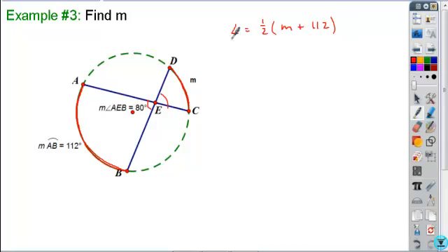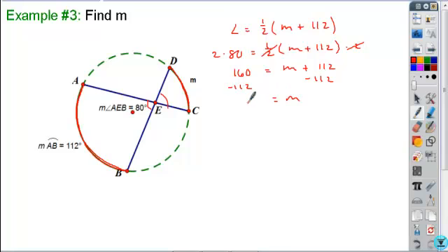And so we can substitute what we know. Our angle is 80 degrees. And so now we have just the one unknown. If we multiply both sides by 2 to get rid of our fraction, we get 160 is equal to m plus 112. Subtract 112 from both sides, and we get our solution: m is equal to 48.